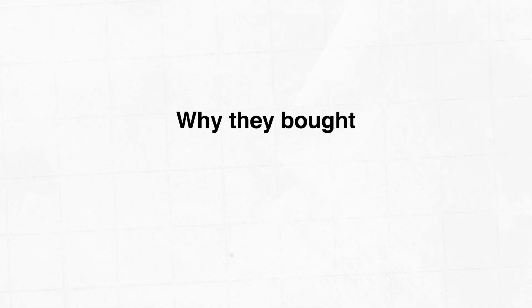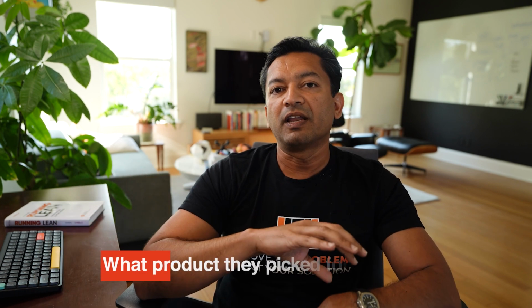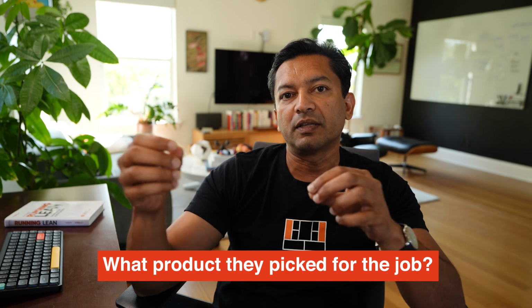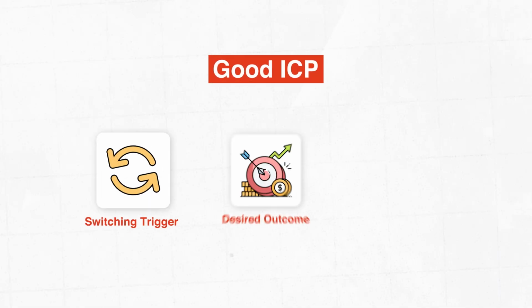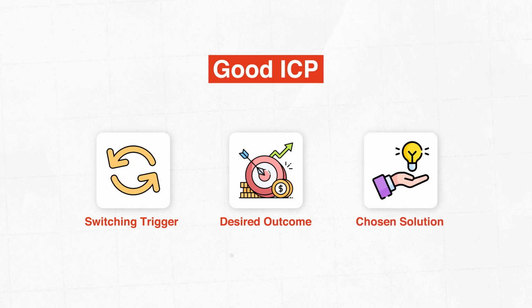After switching triggers, I aim to determine why they bought or their desired outcome. As you saw in the mattress scenarios that I shared earlier, the switching trigger shapes or determines the kind of mattress someone buys. And finally, I aim to learn what product they picked for the job. These 3 attributes, the switching trigger, desired outcome, and chosen solution, are the basic foundation of a good ICP. If you're familiar with the jobs to be done theory, you'll recognize these as jobs-based customer segments.